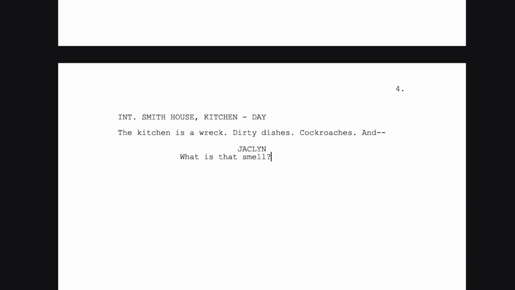In screenwriting, we are not describing the types of dishes on the counter or the fact that the curtains used to be white but are now barely a shade above ecru beige. We want to evoke emotion, not describe the china. The kitchen is a wreck, dirty dishes, cockroaches, and what is that smell? That's all you need. We're evoking emotion, and that gets at the emotion. Let the set designer figure out what kind of dishes and what color the curtains are, or if there are any curtains. So don't over-describe a scene.